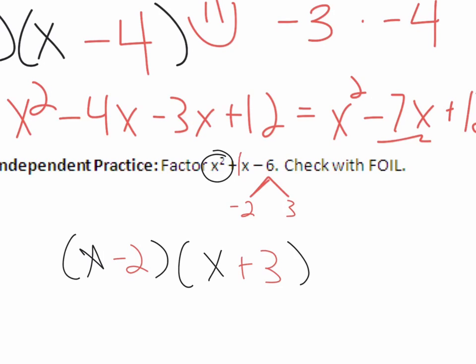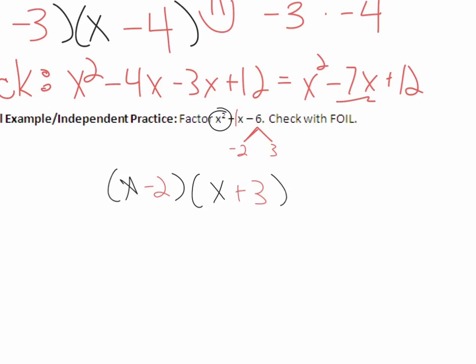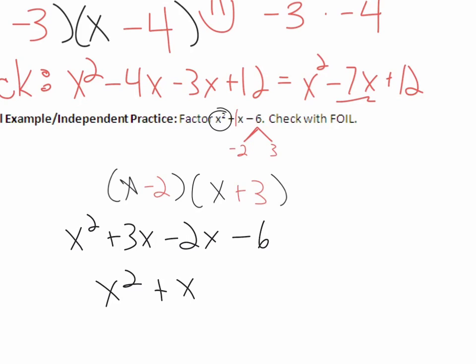I do always check with FOIL. You can get 100% just by taking that extra step. Because when you FOIL, if you don't get the original answer back out, you just have to change one of the 4 pieces of your answer. So I FOIL this, I get x squared plus 3x minus 2x minus 6. So I get x squared plus x minus 6, and I'm happy, because that answer is right.